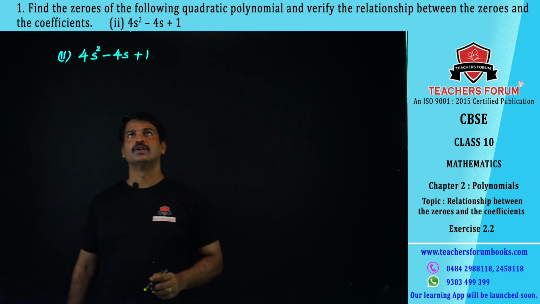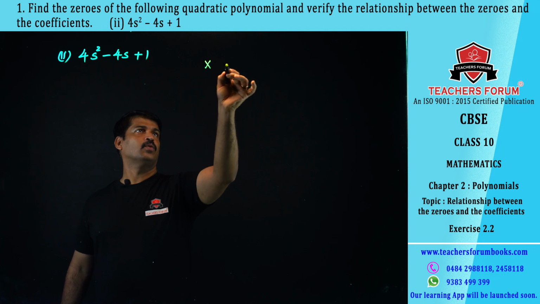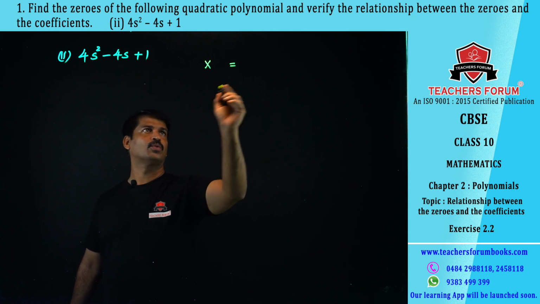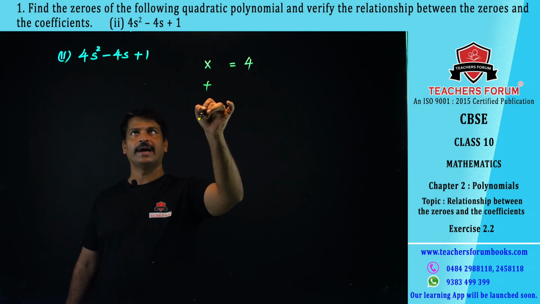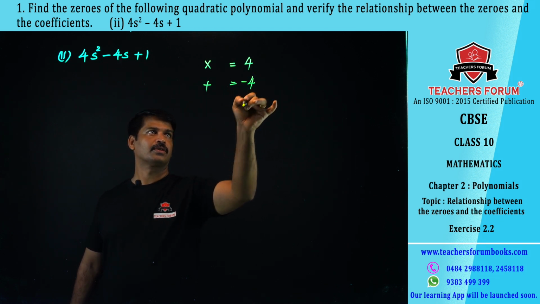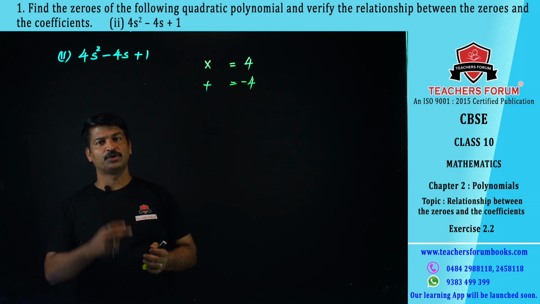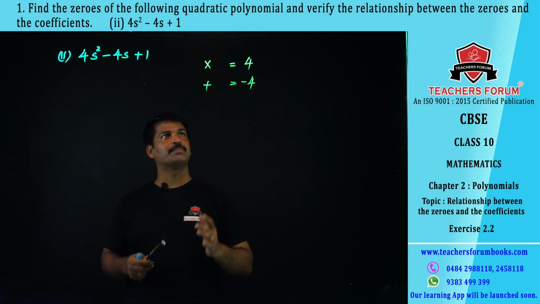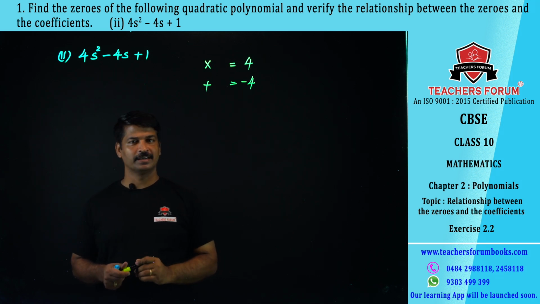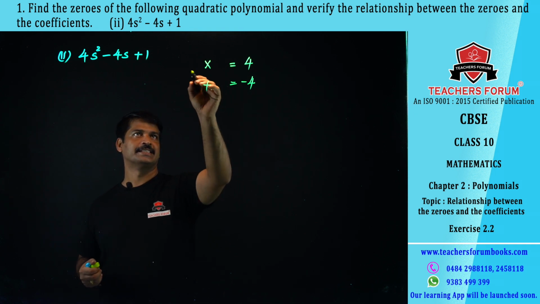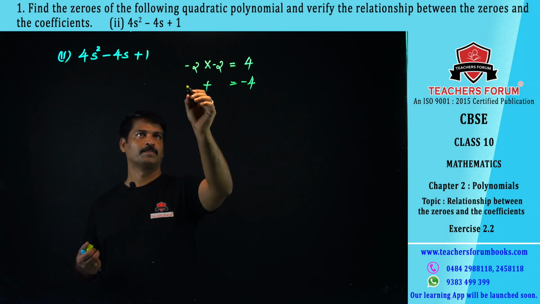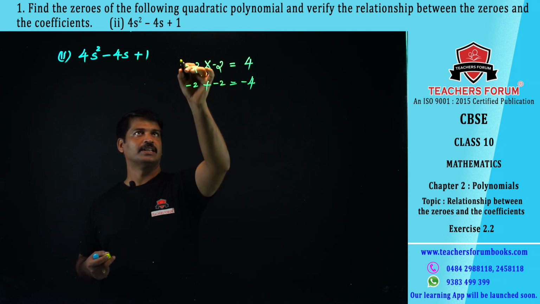So you have to use the splitting the middle term method to find the zeros of the given polynomial. Okay. So here when you multiply, what should you get? When you multiply, you should get 4 into 1, that is 4. When you add, you should get the coefficient of s, that is minus 4. So can you tell me what are the numbers? There will be two numbers. Those two numbers, when you multiply, you should get 4, and when you add, you should get minus 4. The numbers are very simple. Yes, minus 2, minus 2. What is minus 2 into minus 2? That is plus 4. Minus 2 plus minus 2, that is minus 4.